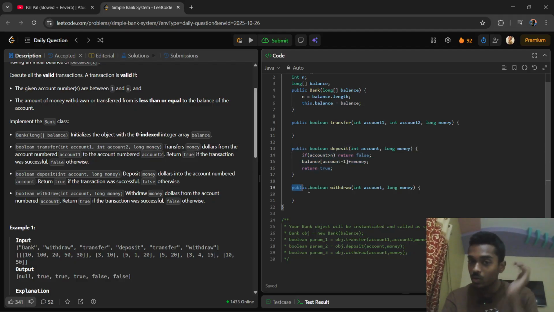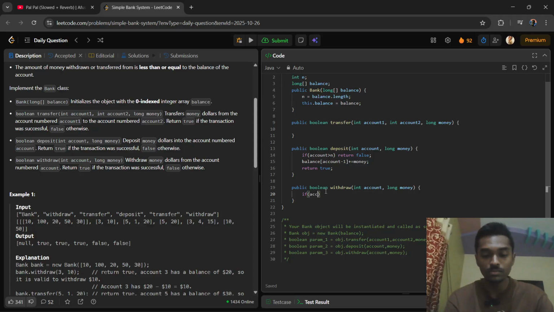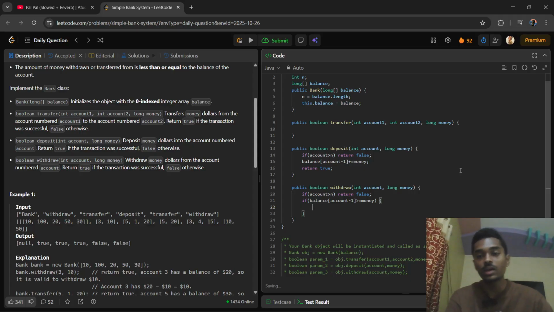Now let's look at withdraw. This is the example of withdraw: from account number 3 we have to withdraw 10 rupees, so we first check if our account is valid or not. If it is greater than n, we simply return false. If it is not returning false, that means it is valid. Now we check if the balance of account minus 1 is greater than or equal to our money. For example, if account 3 has 20 rupees and we withdraw 10, we can only withdraw if the balance is greater than or equal.